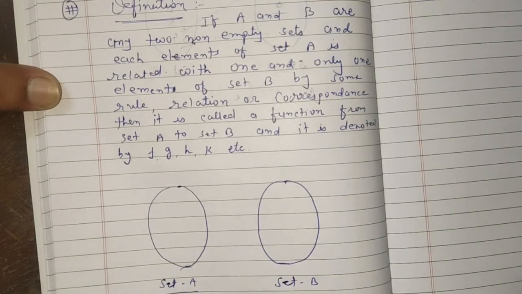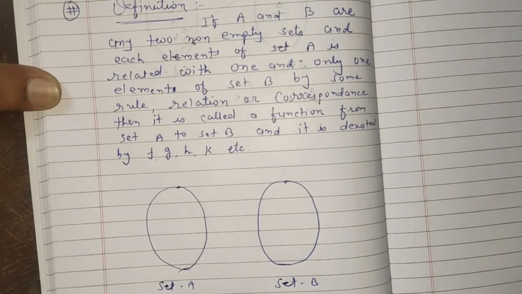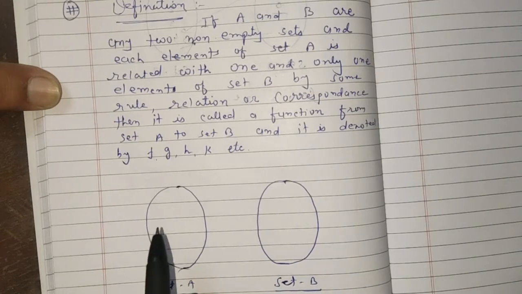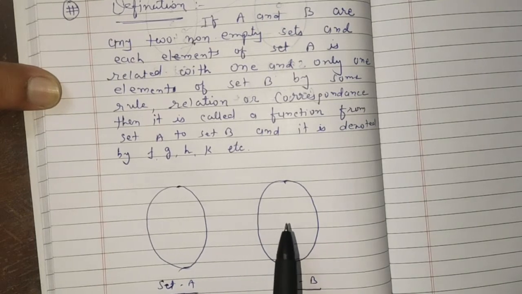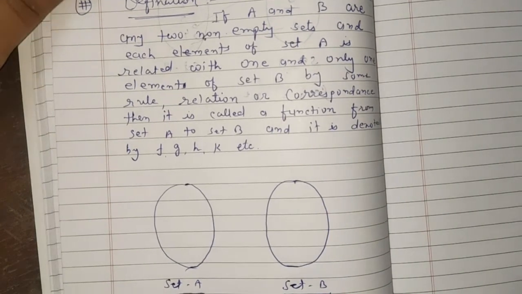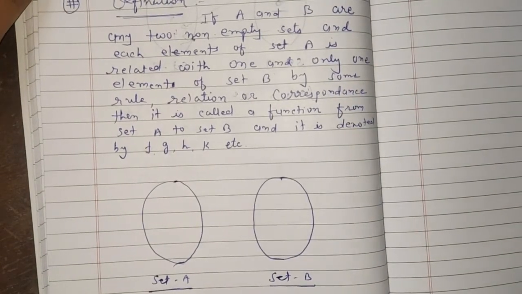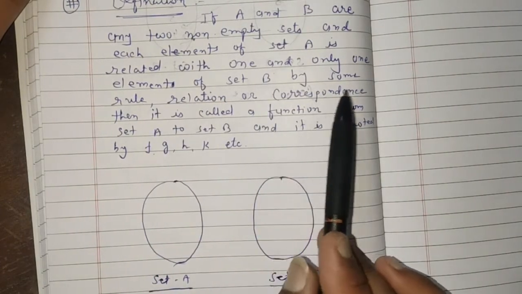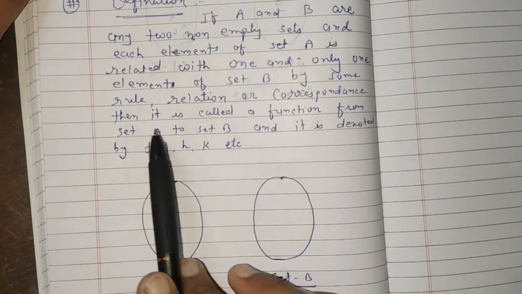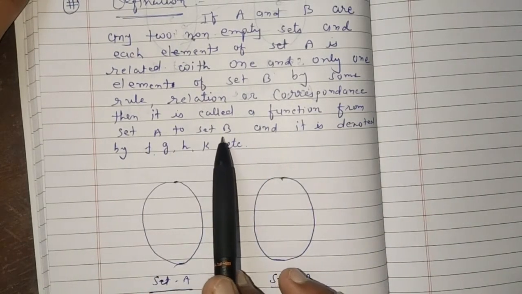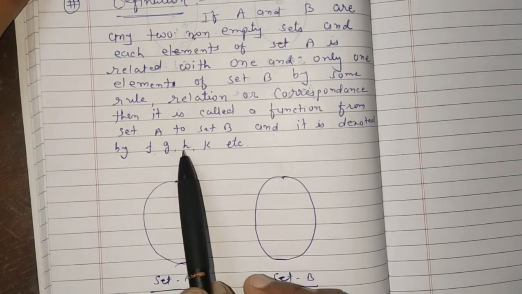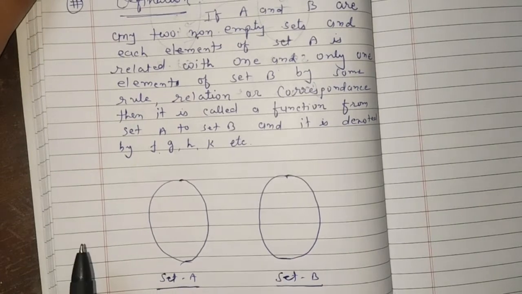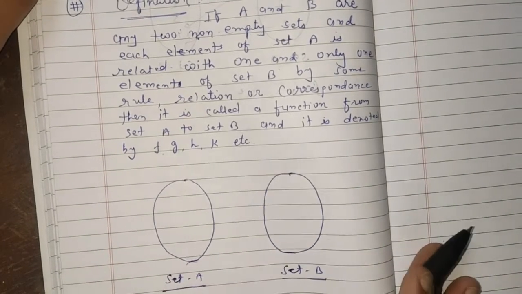Each element of set A is related with one and only one element of set B. Each element of set A, that is, every element of set A, should have a relation with only one element of set B, by any rule, relation or correspondence, then it is called a function from set A to B, and it is denoted by f, g, h, k, etc. It means you can mention it with an alphabet. So the definition is very simple.